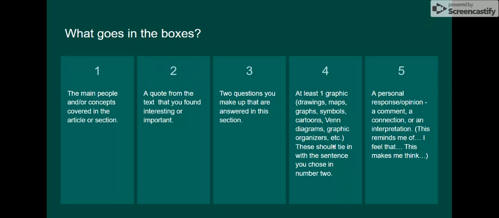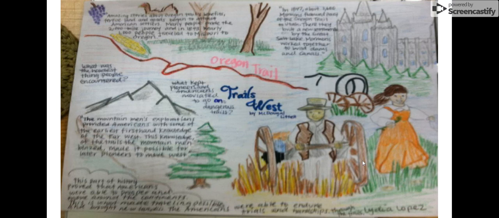Then you're going to have a drawing, because this is a visual representation. Something that you quoted or talked about, put a drawing of it in there: a map, a symbol, a cartoon, a Venn diagram, anything visual, because that's going to help you understand it. Then you're going to make a personal response: an opinion, a comment, a connection, or an interpretation. This reminds me of, I feel that, this makes me think, not, this is boring, or I didn't understand it. Find a way to connect it to yourself, and then you'll be more successful in understanding.